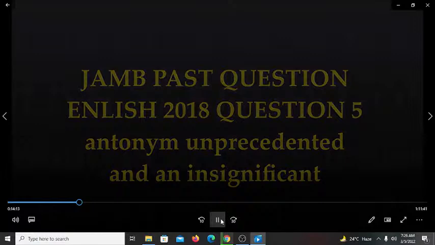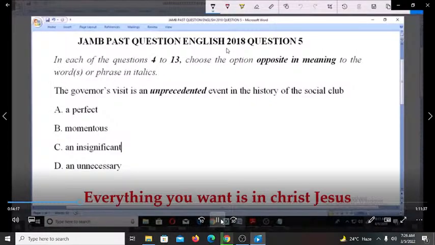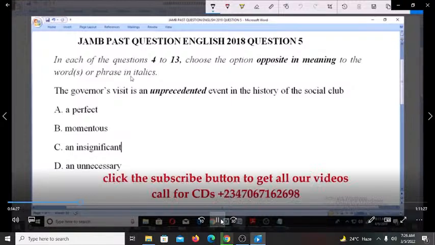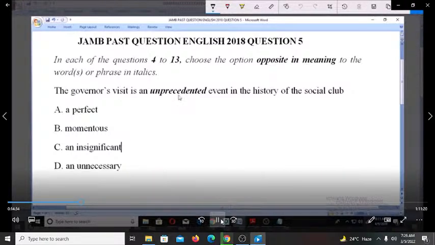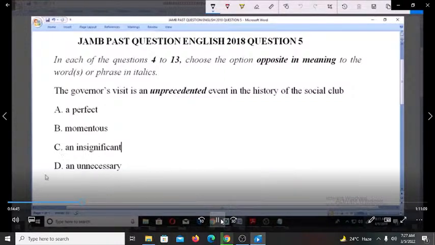Hello, welcome. Let's look at this JAMB past question, English 2018, question number 5. In each of the questions 4 to 13, choose the option opposite in meaning to the word or words or phrase in italics. The event was unprecedented in the history of the club. The word we are looking for the opposite in meaning of is unprecedented. The options are A, B, momentous, C, an insignificant, D, an unnecessary.